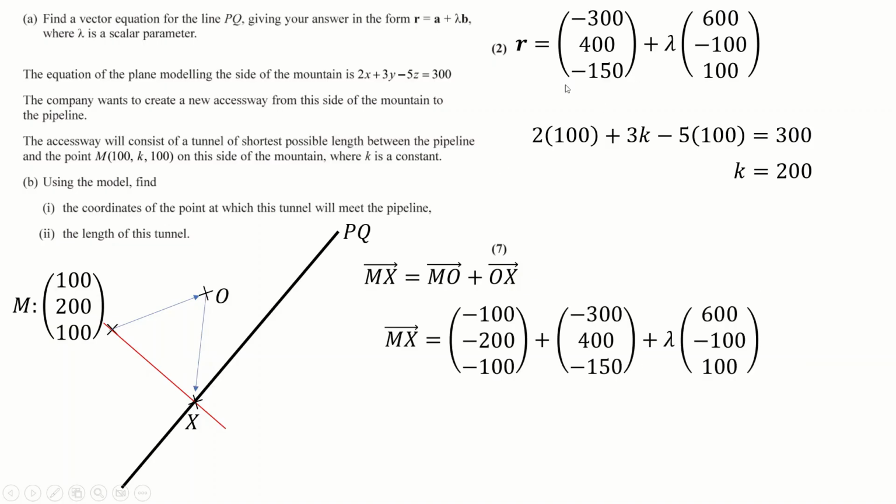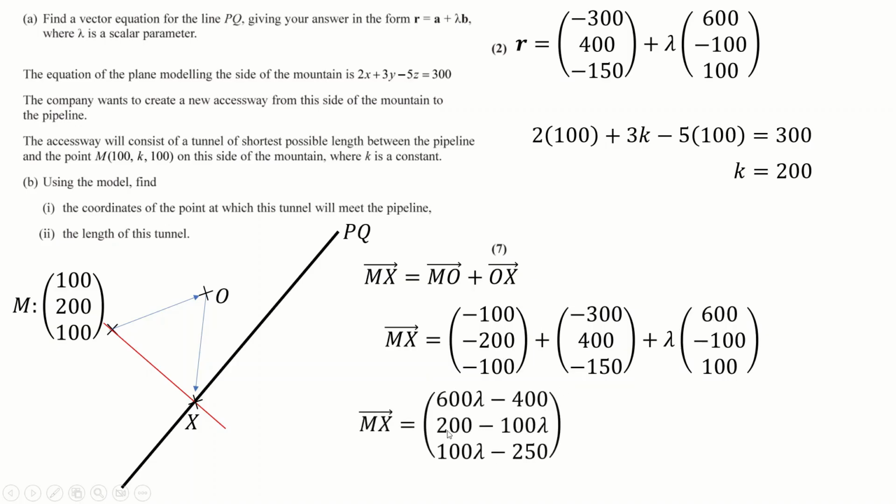Right, what this line essentially says is you go to this point first from O, this point that we've already discussed on the line, and then you start traveling along this vector until you get to X, with whatever lambda value that requires. So M to X is this thing here. Of course, I can bring everything together. It's just minus 100, minus 300, plus 600 lambda, which is this, and so on.